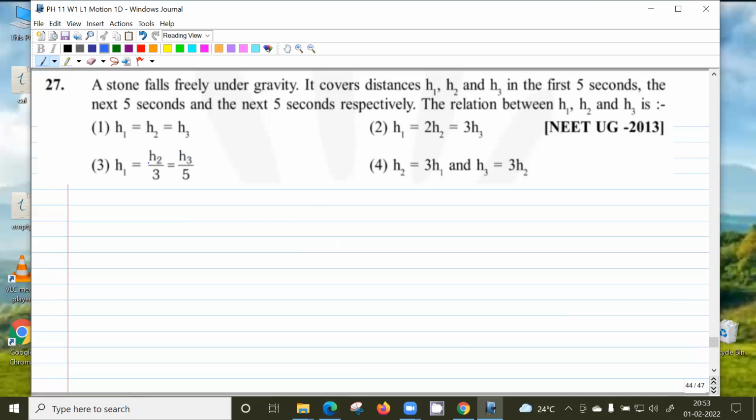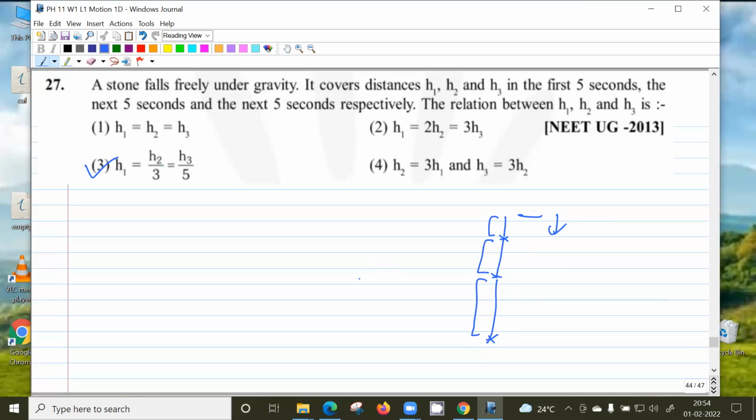H2 will be more than H1, right? See, when it is falling under gravity, it is a parabola. When it is falling from a height, for the first second it will travel this much, for the second it will travel this much, and for the third second it will be this much. Why is the distance travelled increasing? Velocity is increasing. Here it is zero velocity, here it has acquired some velocity, and the velocity is still increasing further. So the distance travelled will be more in the later time interval. So H2 is thrice H1 and H3 is 5 times H1. So this is the correct option.